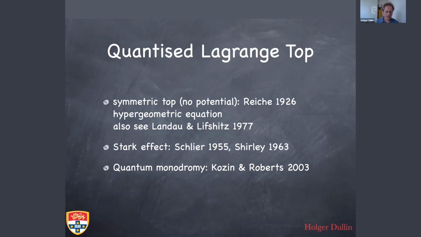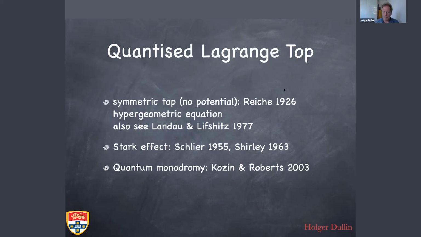So yes, we need to quantize the Lagrange top, and again, this is somewhat classical. The symmetric top, certainly without potential, is easy to quantize, and it has been quantized in '26, so basically right when quantum mechanics appeared. It turns out that it leads to the hypergeometric equation, and the eigenfunctions are, in fact, Jacobi polynomials. This is a paper in German, but it's explained in Landau-Lifshitz quantum mechanics.